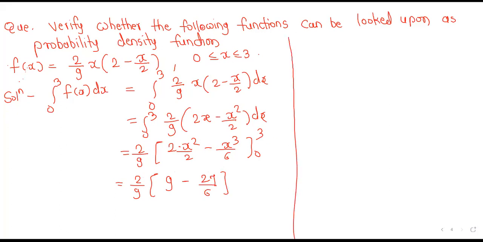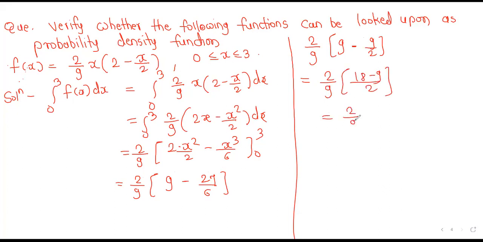Okay. So which is equal to 2 by 9 into 9 minus 9 by 2, right? So which is equal to 2 by 9 into 18 minus 9 by 2, which is equal to 2 by 9 into 9 by 2. So which is equal to 1.